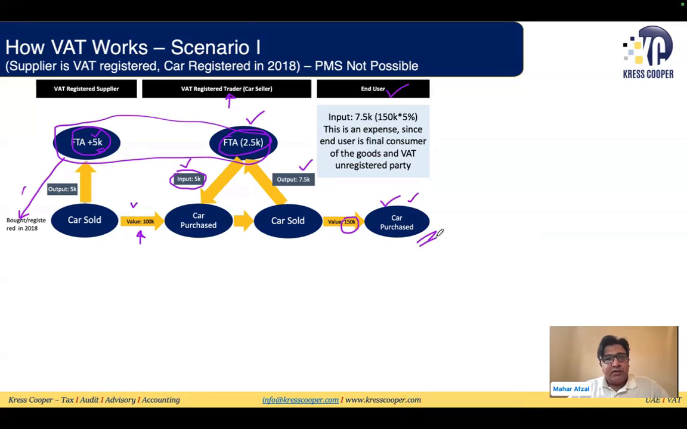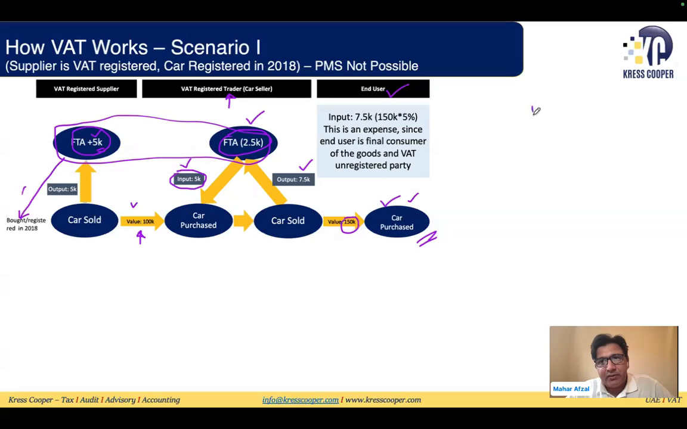Now the question is, can we apply the profit margin scheme? What is the profit margin scheme? Basically, you need to pay the tax on the profit, instead of claiming input tax on the purchases and instead of paying output tax on the sales. So this is called the profit margin scheme.